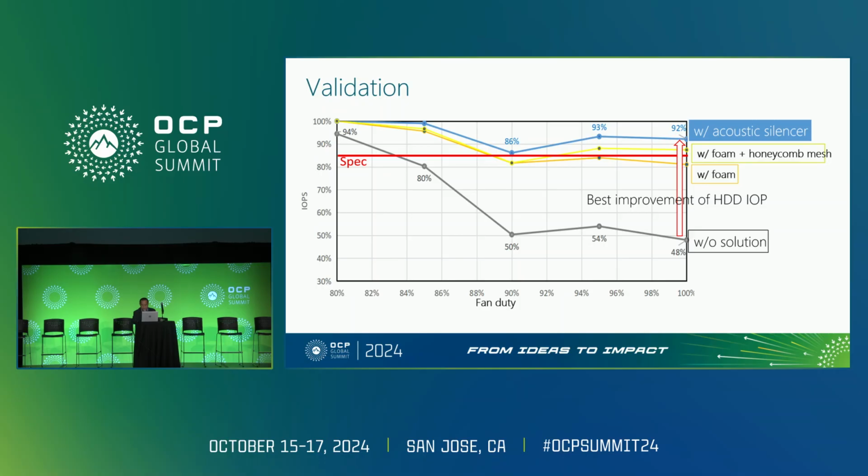However, through systematic validation, we have determined that an acoustical silencer, with cavities tailored to the susceptible frequency of the HDD, can markedly enhance HDD IOPS performance. This improvement allows the HDD to meet the cooperation specification, maintaining IOPS performance at over 85% of the maximum limit.